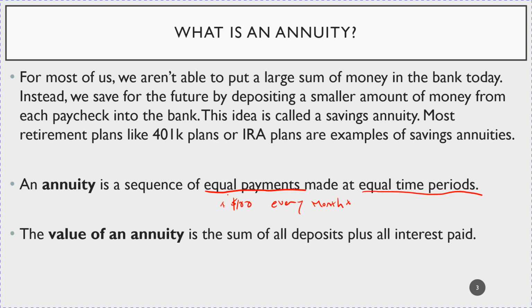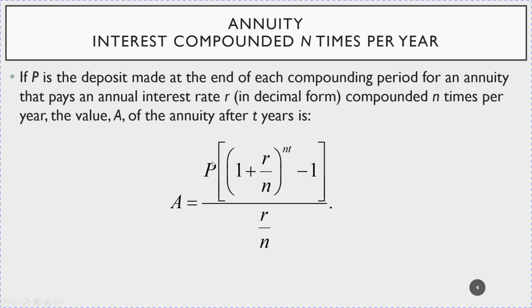The first formula we want to look at is how you determine the overall value of an annuity. Here is an annuity with interest compounded n times per year. Most often we're going to be doing monthly, in almost all the examples here. So in that case, n is equal to 12.